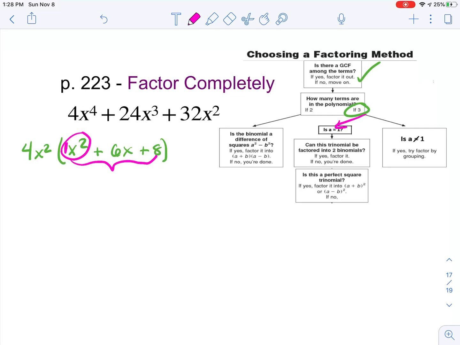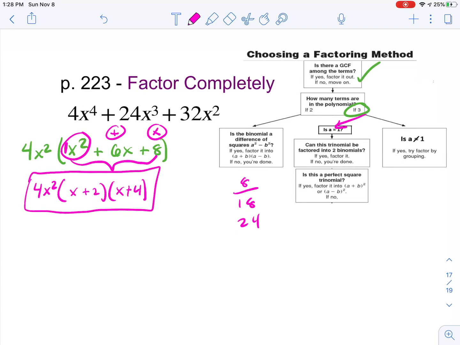The question is, can it be factored into 2 binomials? In other words, can we find 2 numbers that multiply to the last term and add to the middle term? Looking at the factors of 8, we see that 2 plus 4 gives me 6 and also multiplies to 8. So we factor this parentheses into x plus 2 and x plus 4, and also bring along with us the 4x squared. Now that each parenthesis is in its simplest form, we cannot do any more factoring. We can say that we have factored completely.